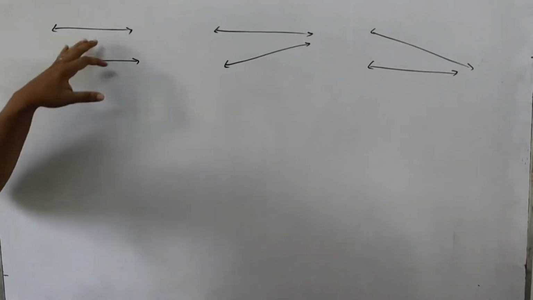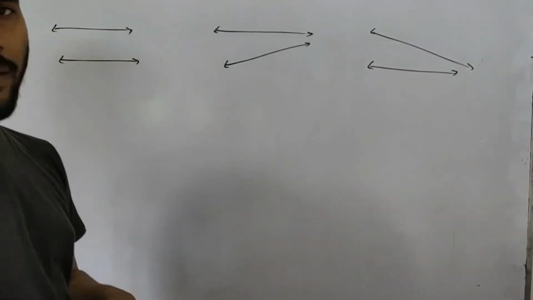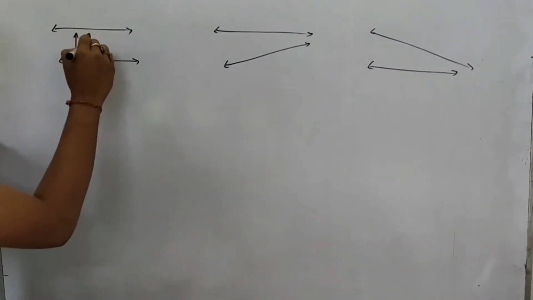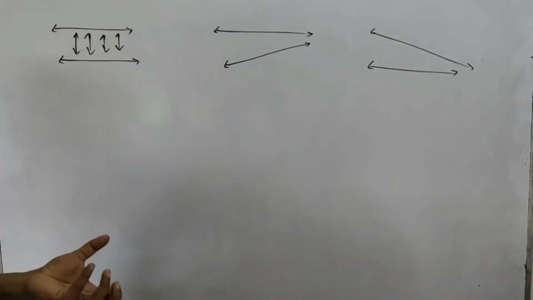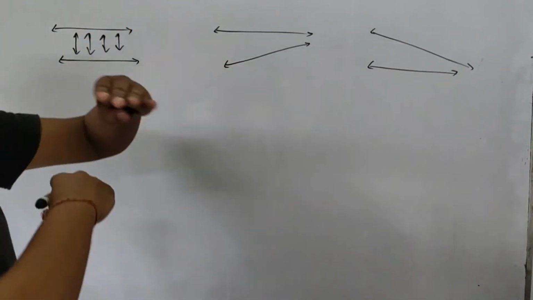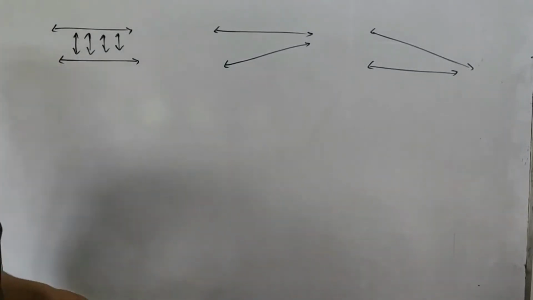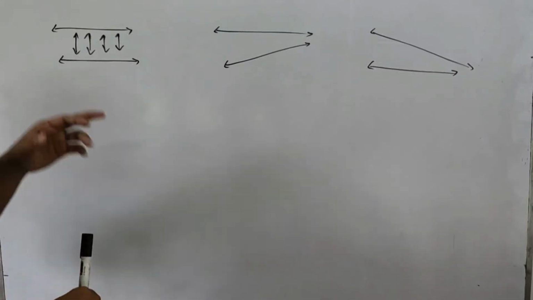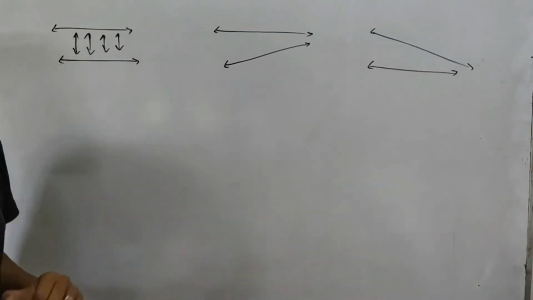So these two lines are parallel lines. How can you say that they are parallel? If the distance between the two lines is equal, then they are parallel lines. No need for a definition, simply understand it: their gap should be the same. If you find the word distance difficult, then say gap. If the gap between the two lines is the same, then they are parallel.